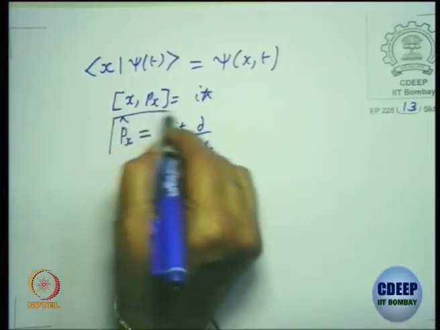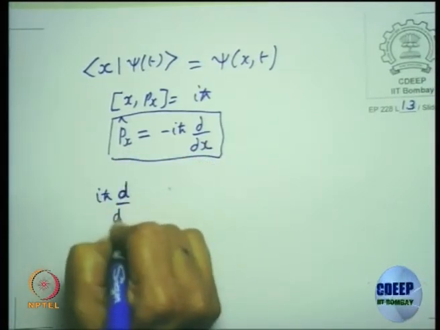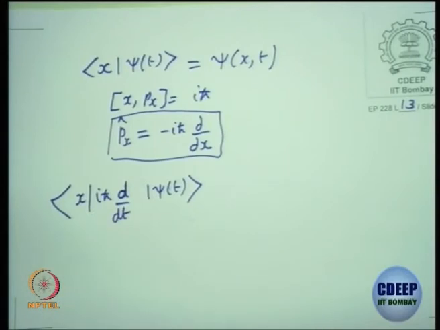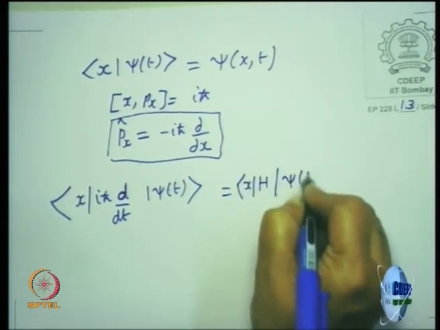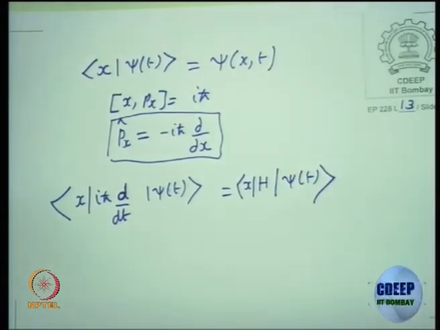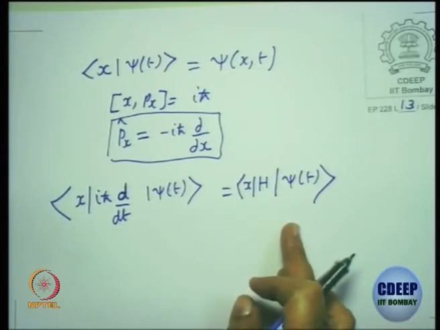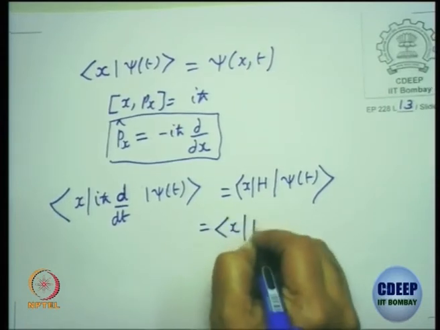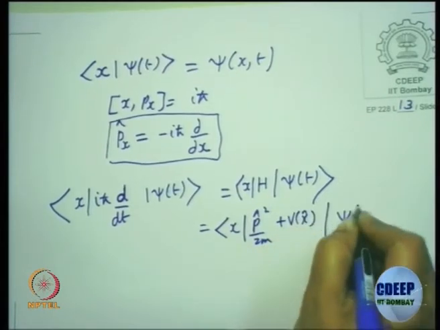And after we did this, now we could write i h cross d by dt of psi of t. You can take a position state here, which will be x H on psi of t. H is P squared over 2m plus V of x. We are taking time independent potentials. So let's write that as x with P squared over 2m plus V of x operator on psi of t.